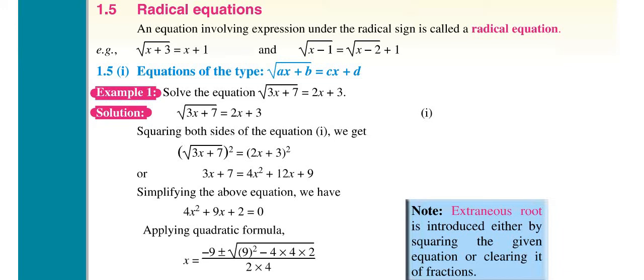1.5 Radical equations. An equation involving an expression under the radical sign is called a radical equation. We all know that this is the radical sign, and any equation with an expression under this radical sign is called a radical equation. For example, square root of x plus 3 equals x plus 1. This is a radical equation because there is an expression under the radical sign. This is also a radical equation.